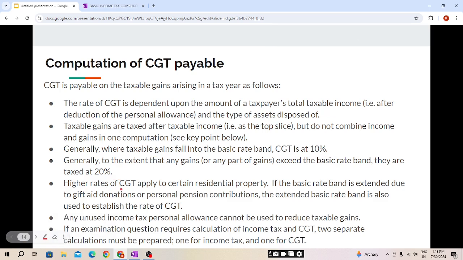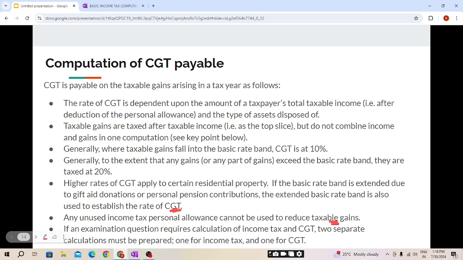Higher rates of CGT apply to certain residential property. If the basic rate band is extended due to gift aid donation or personal pension contribution, then the extended basic rate band is also used to establish the rate of CGT. If the band is extended, we will follow the extended band rules. Any unused income tax personal allowance cannot be used to reduce the taxable gains. So students, please do not confuse. The personal allowance is for the income tax calculation, and the AEA and personal allowance will not interchange. AEA is for capital gains tax and PA is for personal income tax calculation.